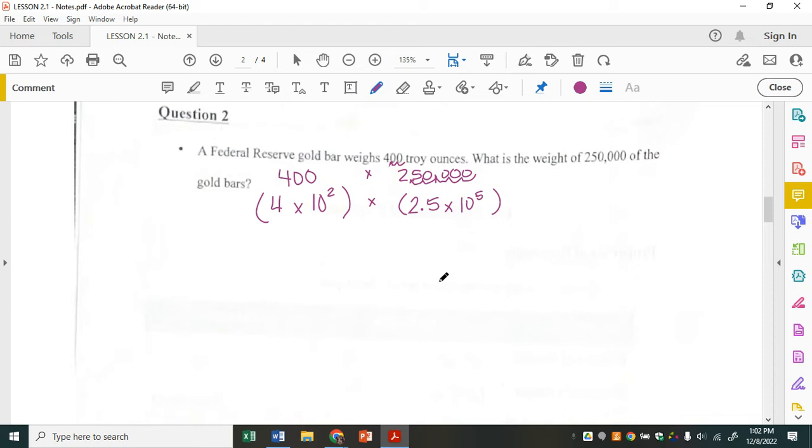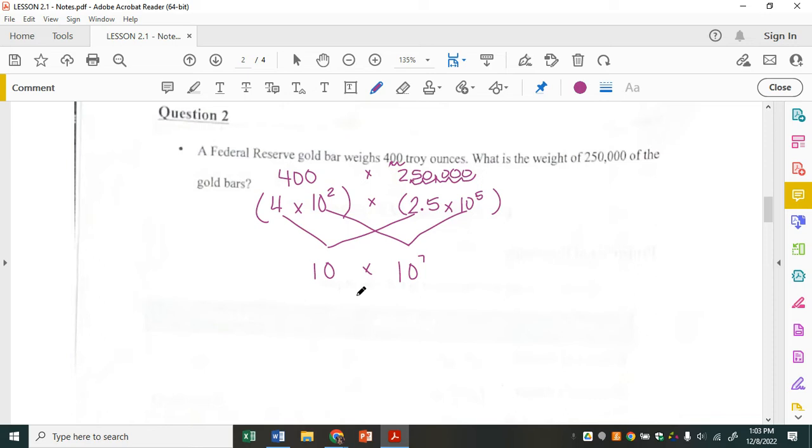Okay. I'm going to multiply what I can. The first thing I notice is that these are the same bases. So if I have 10 to the second times 10 to the fifth, how do I combine that? What do I do to my exponents? Add them. So we get 10 to the seventh. I'm also going to multiply these two numbers because there's no exponents on them. So I can just multiply 4 times 2.5. That's actually going to give me 10. So I have 10 times 10 to the seventh power.